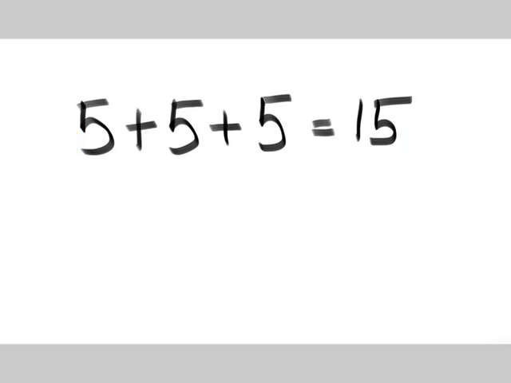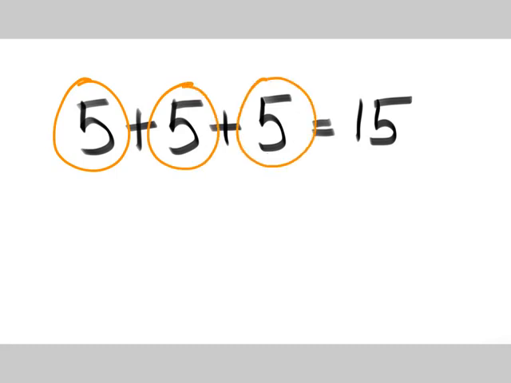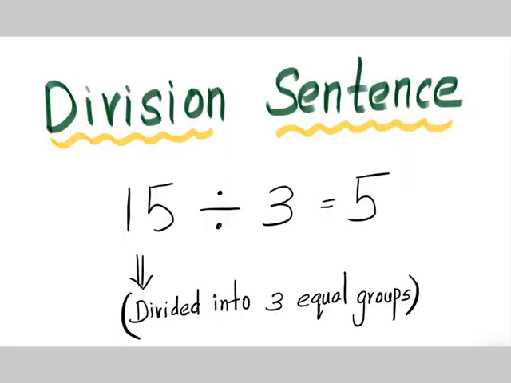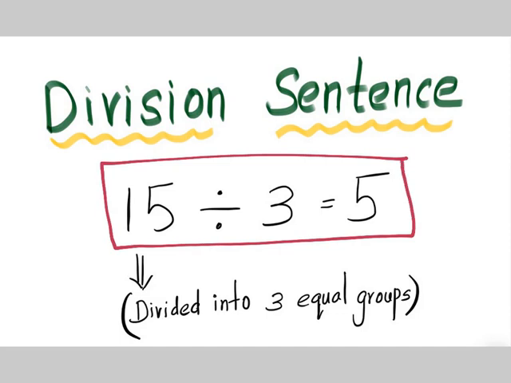If you see here, there are 3 groups. 1 group, 2 groups, and 3 groups. There are 3 groups and the size of each group is 5. Write a division sentence for 15 divided into 3 equal groups. So the division sentence for 15 divided into 3 equal groups is 15 divided by 3 equals 5.